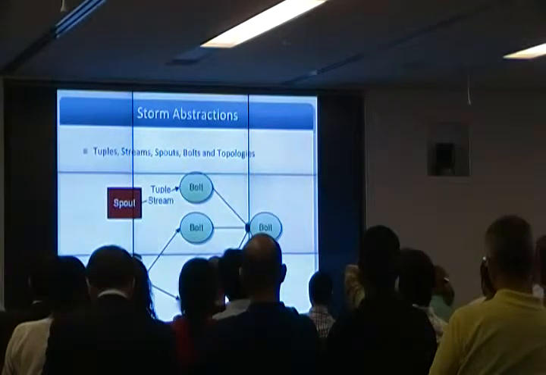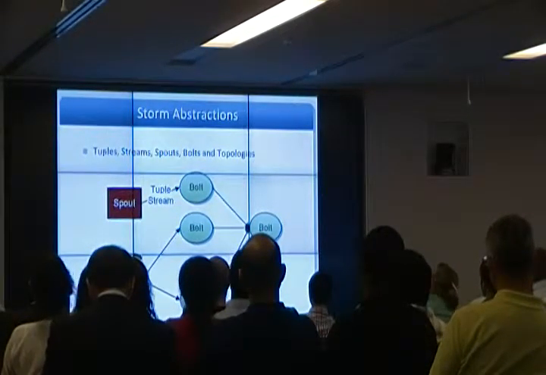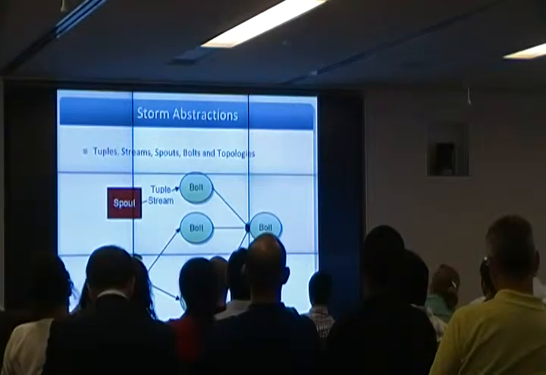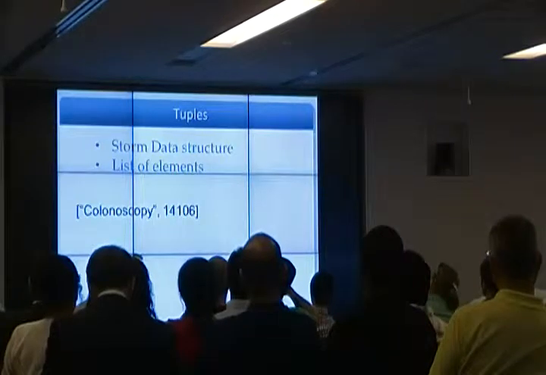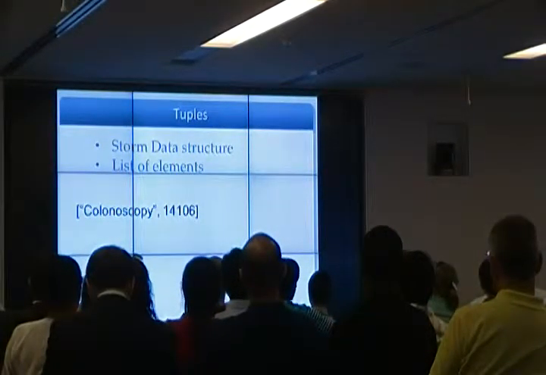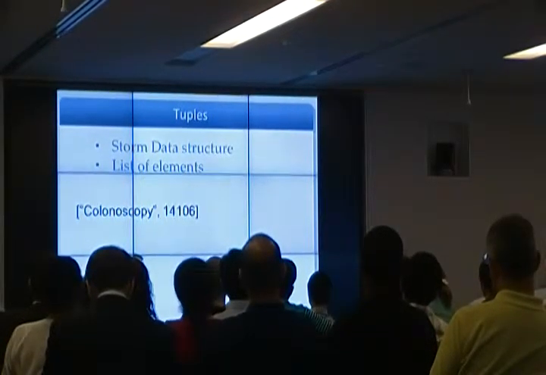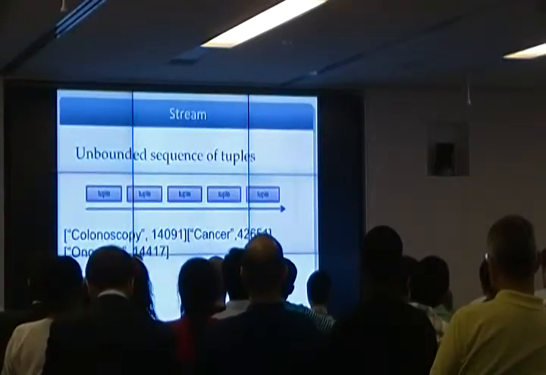The other abstractions are spout, stream, tuples, bolts, and topology. The internal data structure in Storm is called a tuple. Java doesn't have tuples, but basically it's a list, for example a word and a count. A stream is a sequence of tuples.